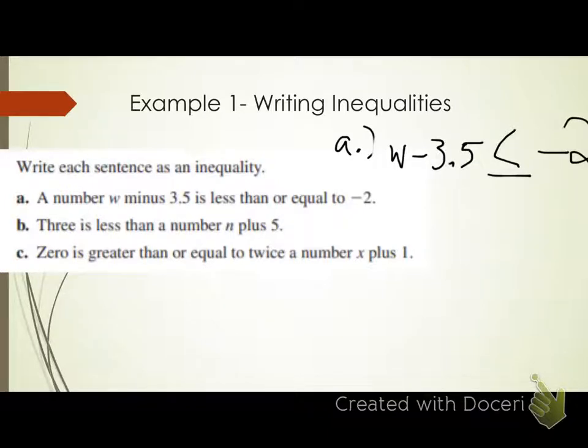Everyone agree with that? Minus 3.5 is less than or equal to negative. Oh, that makes Everyone agree with that now? Yes. So our W minus 3.5 is less than or equal to negative 2. Everyone see where we're getting that from? Okay.